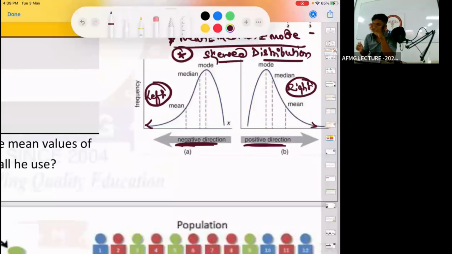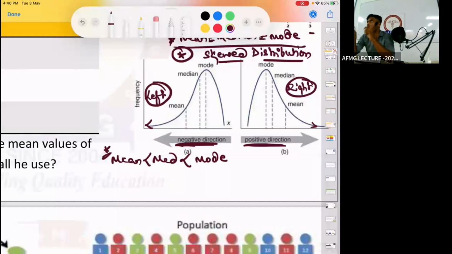Now please tell me the relations over here. That is important. In a left skewed graph or a negatively skewed graph, what would be the relation between mean, median and mode? Anybody? Mean is less than median is less than mode. Remember it like this: negative reduces things, so mean would be the least over here.